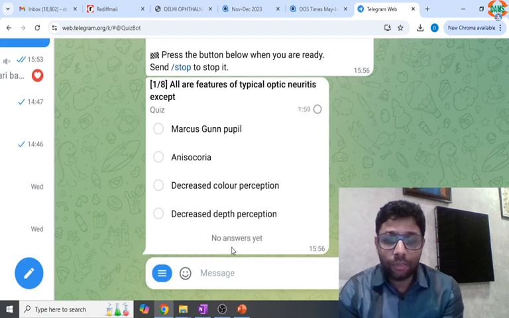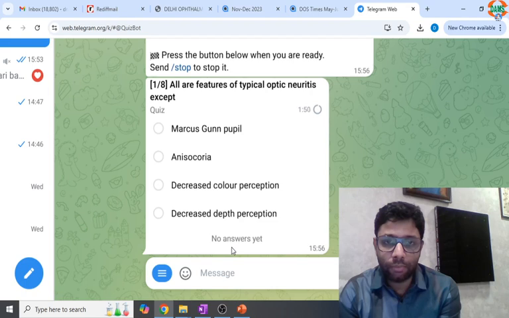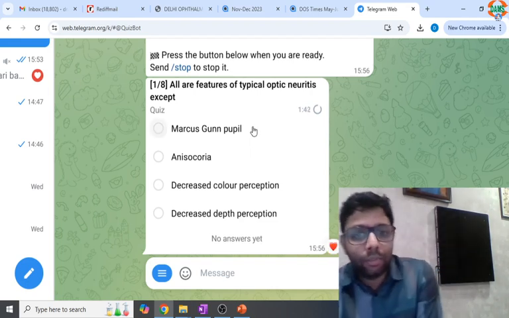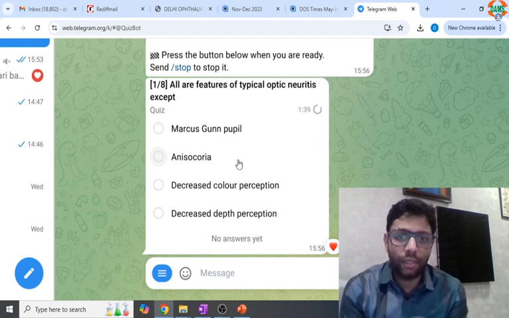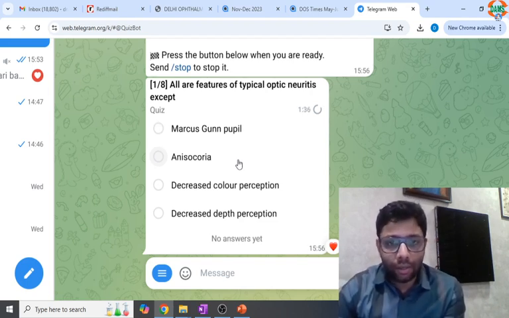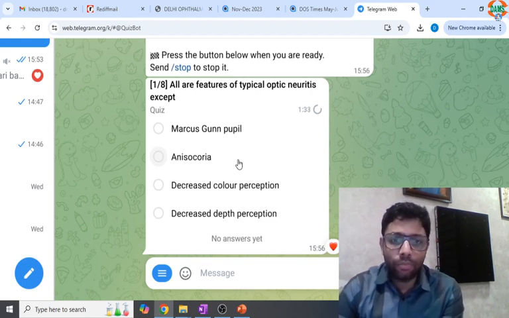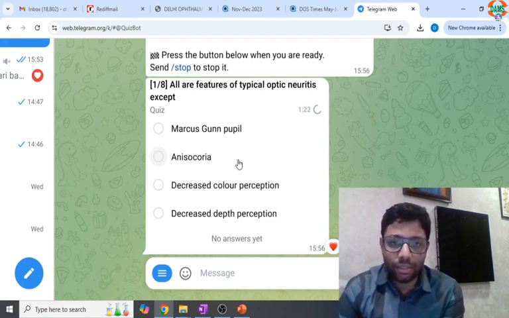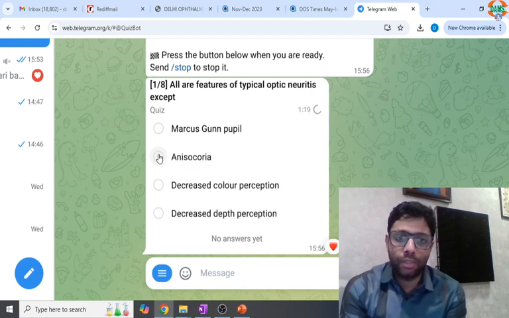So, all of the features of typical optic neuritis. I hope you know the most common cause of optic neuritis is demyelination, which can be localized or involve the brain, that is multiple sclerosis. The first sign of any optic neuritis is Marcus Gunn pupil, that is relative afferent pupillary defect, but there is no difference in the pupil size. In optic neuritis, all the senses decrease: color, form sense, contrast sense, motion sense, brightness, everything is reduced, but the photostress test is normal and there is no difference in the pupil size.